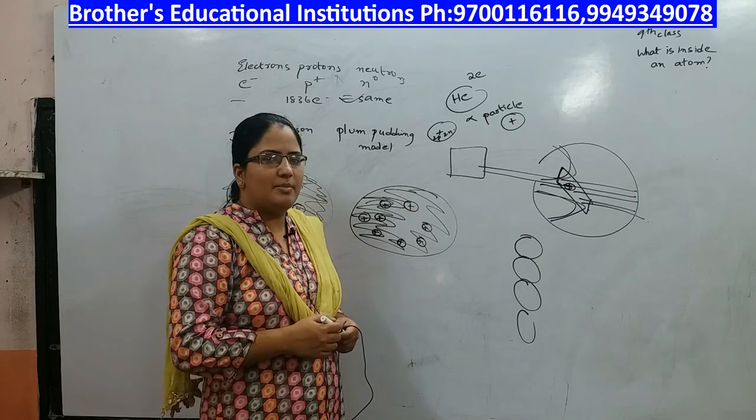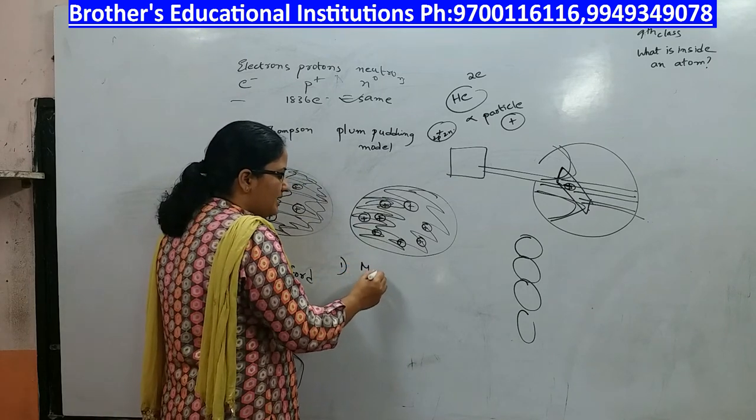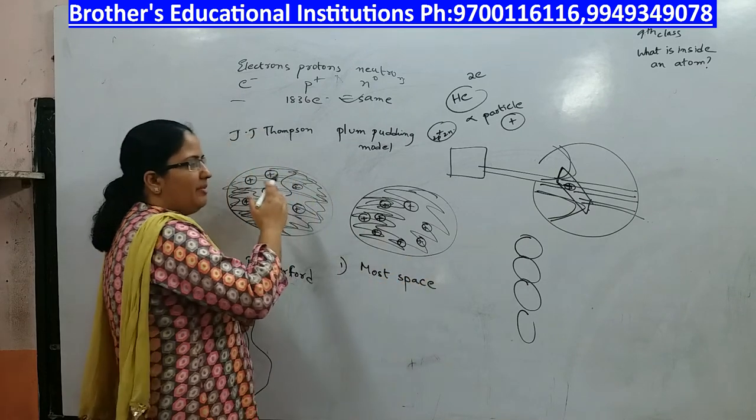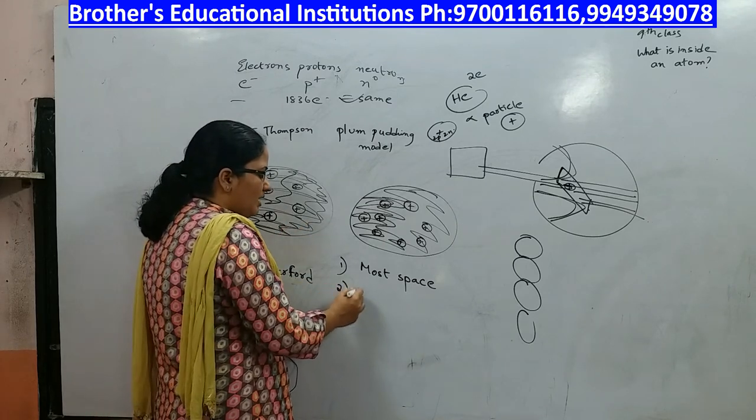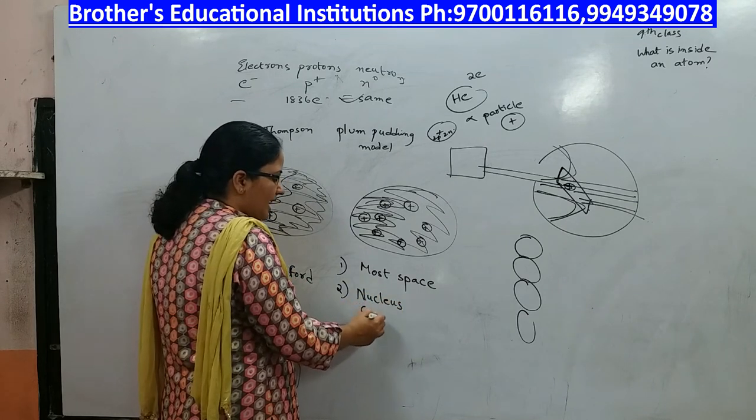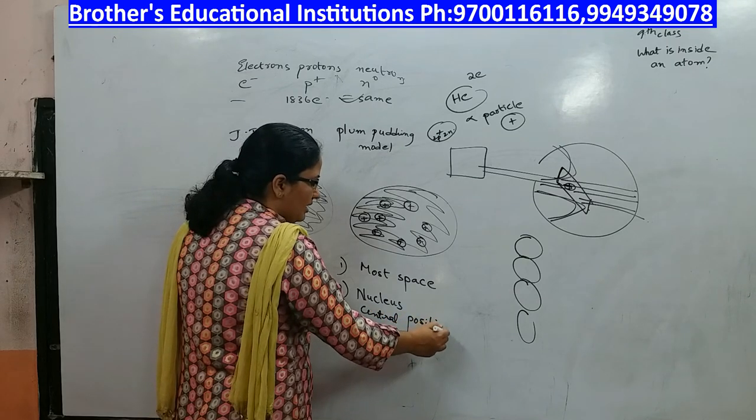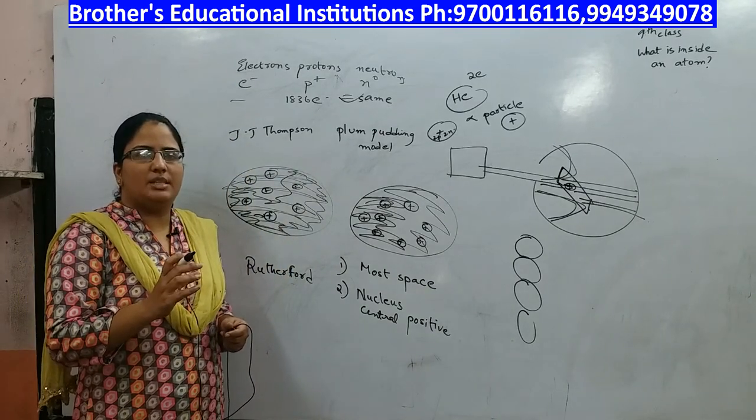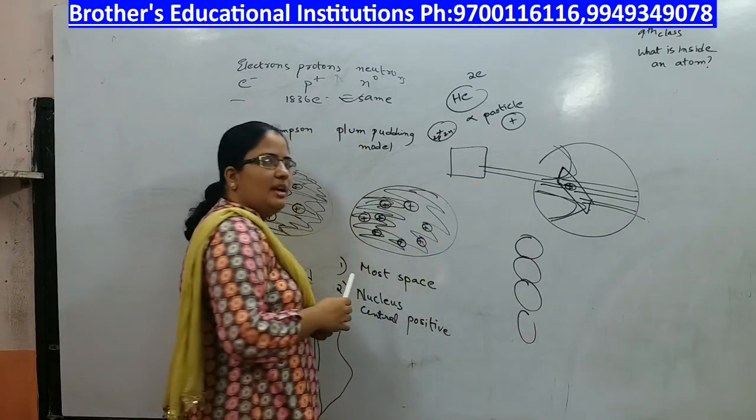Based on Rutherford's observations, the first point we can discuss is that most of the space inside the atom is empty, because most of the alpha particles were passing through. Only in the central part of the atom do you have the positive charge distributed in a very small place, because of which the alpha particles were deflecting at smaller angles and at larger angles.